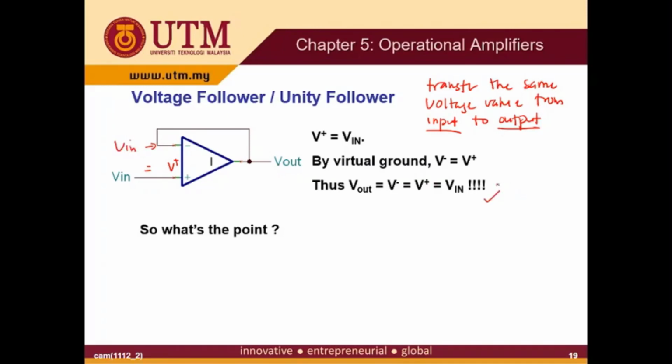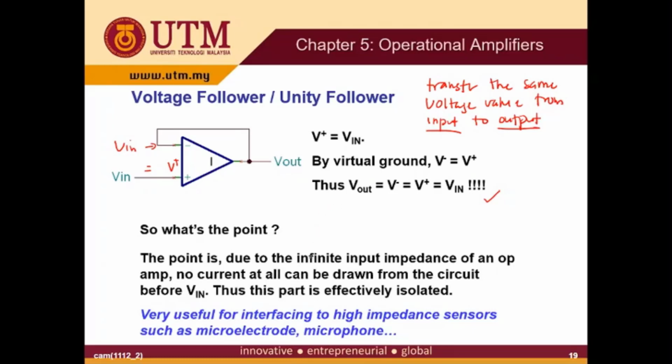So what's the point? The point is, due to the infinite input impedance of the op-amp, no current can be drawn from the circuit before the V in. So this part is effectively isolated. This is very useful for interfacing to high impedance sensors such as microelectrodes and microphones.